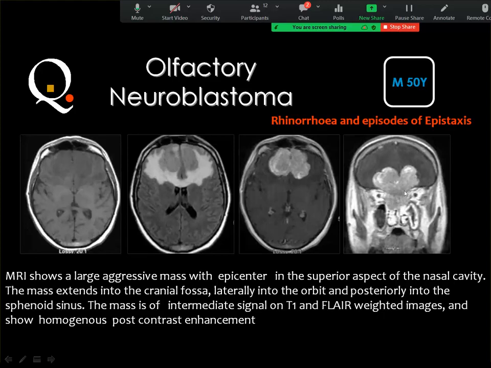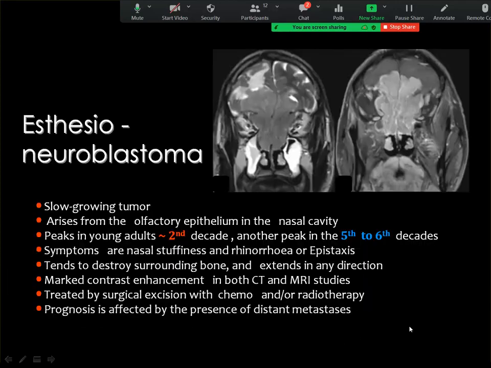The first one is the carcinoma of this particular area, which is carcinoma of the ethmoids. The second one is lymphoma. The third one is metastasis. And in this particular place, there is a fourth diagnostic possibility, which is olfactory neuroblastoma.